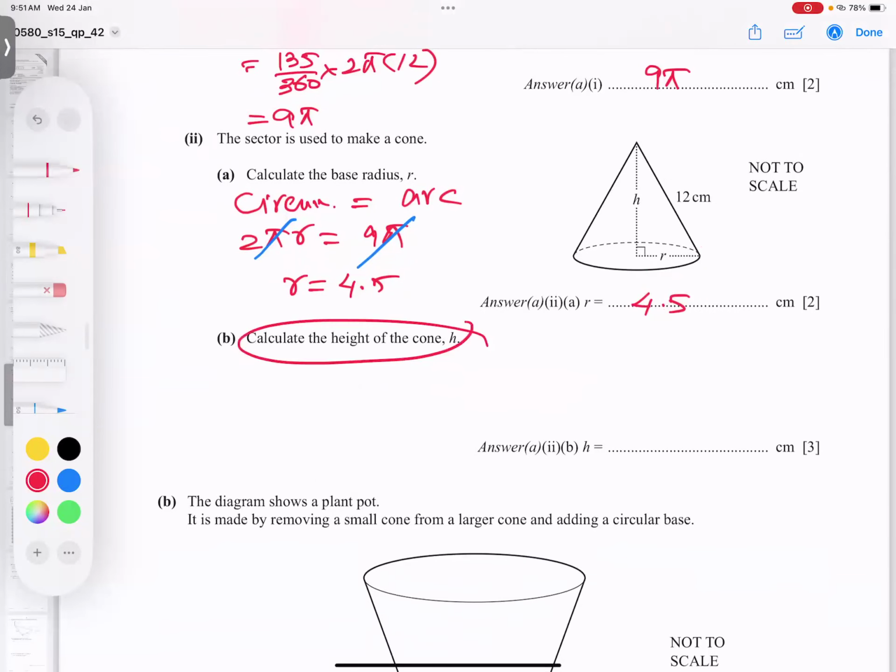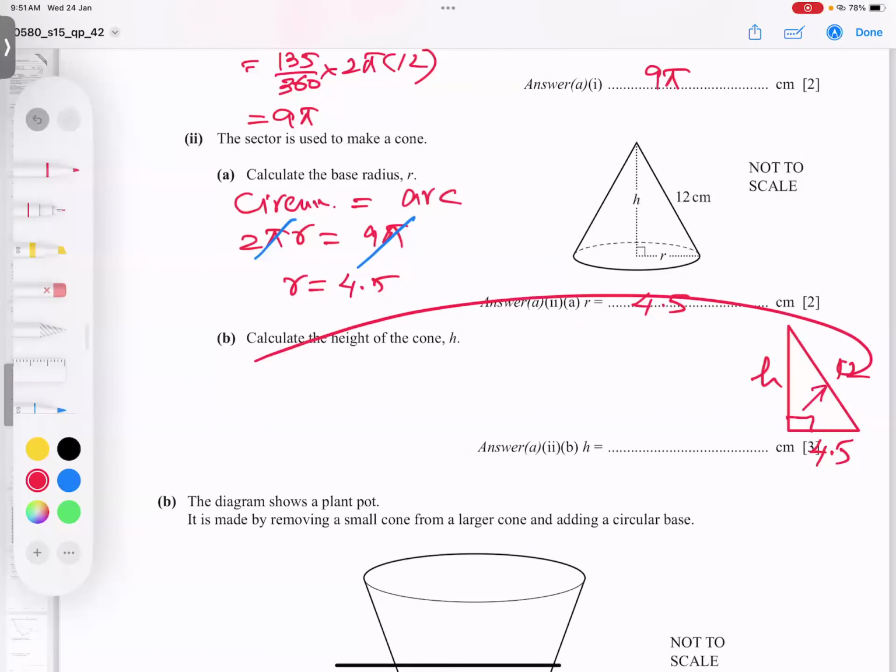Now he's asking the height of the cone. If you look at this triangle, which I'm going to make here, I believe inshallah it's easy for you. This 12 is coming here. This radius 4.5 comes from here, and this height comes from here. And whenever you are in front of 90 degrees, the length is always called the hypotenuse. I'm writing here hypotenuse squared equals opposite squared plus adjacent squared.